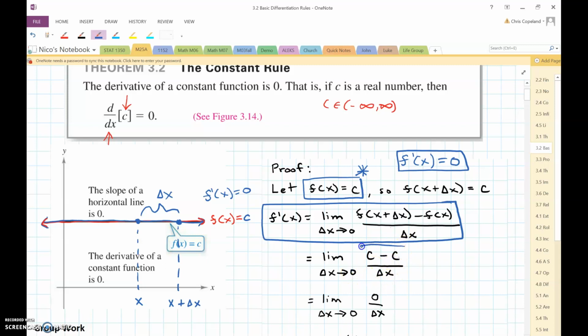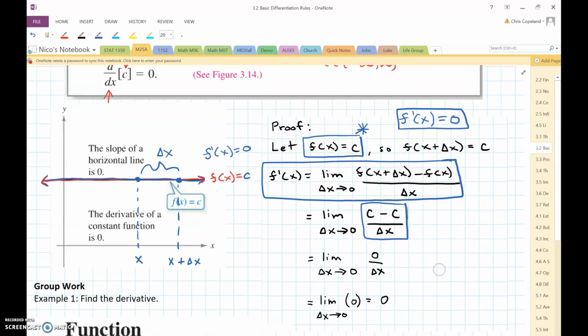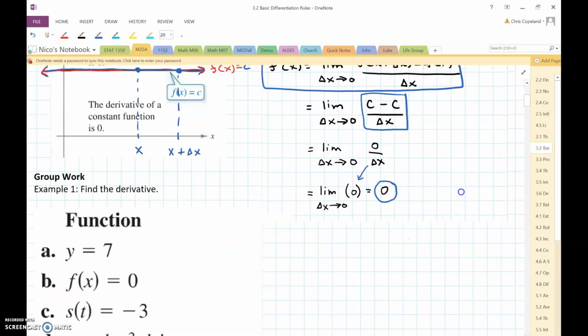Now we're going to continue to simplify this and then evaluate it. Well, we know c minus c is 0, and that's going to be divided by delta x. No matter what delta x is, as long as it's not 0, which in this case it isn't, it's some distance between these two numbers, then 0 divided by delta x would be 0. Then if you take the limit of 0 as delta x goes to 0, that's going to be 0. So that is the proof of the constant rule. Let's do some concrete examples now.